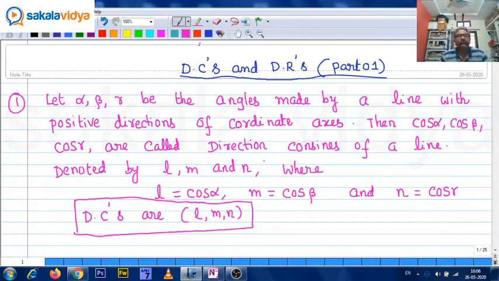Now the relationship between L, M, N, that's very important.